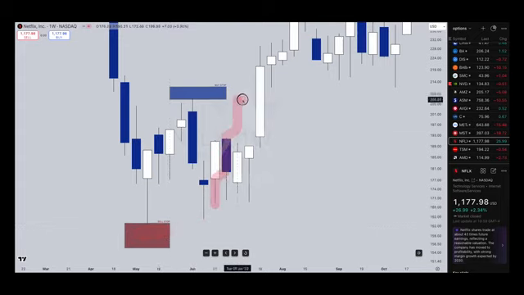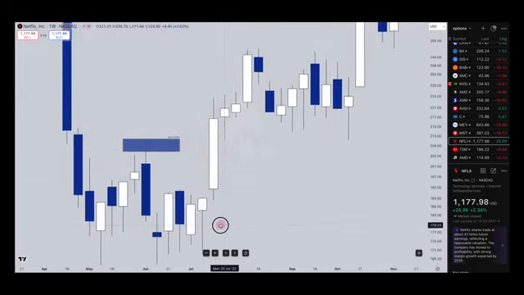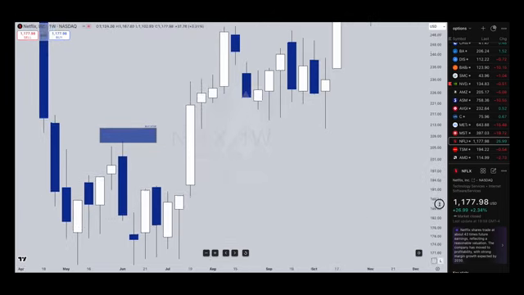Instead, the market goes up higher, and who does it take out? It takes out the sellers. Boom. So we suspect that the order flow is bullish. So let's follow the move.